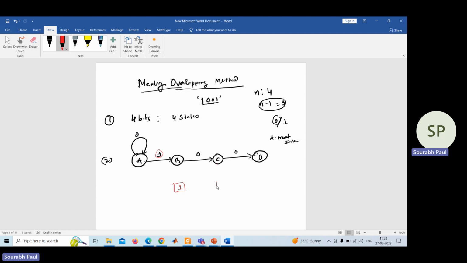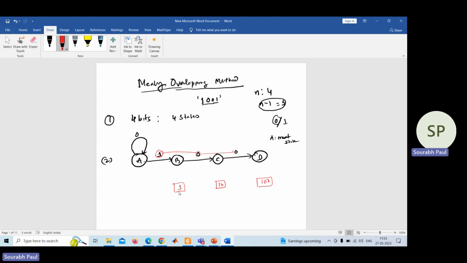Now for C, what is it detecting? This is detecting 1 and then 0. Okay, if you start from A, it is detecting 1 and next it is detecting 0. So it means C is detecting 1 0. Now follow the same procedure for D. So what is it detecting? 1 0 0. So you write down the value 1 0 0.